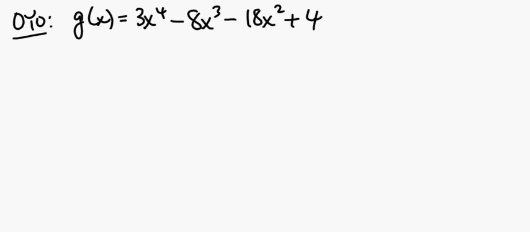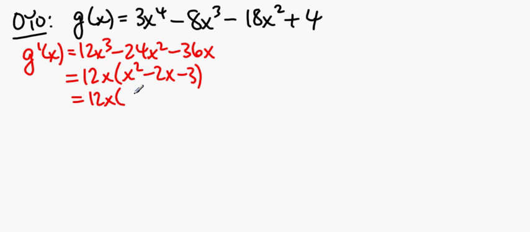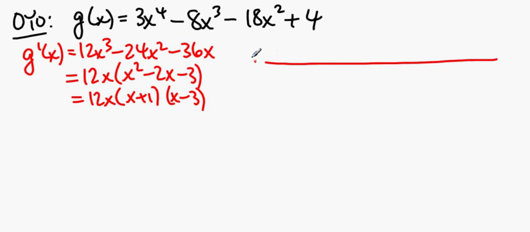Okay? And so here's the way it looks. You figured out that g prime of x is 12x cubed minus 24x squared minus 36x. That's 12x times x squared minus 2x minus 3. That's 12x times x plus 1 times x minus 3. And so you've got your number line. And there are three critical values, 0, negative 1, and positive 3. And you know that this is a happy cubic.